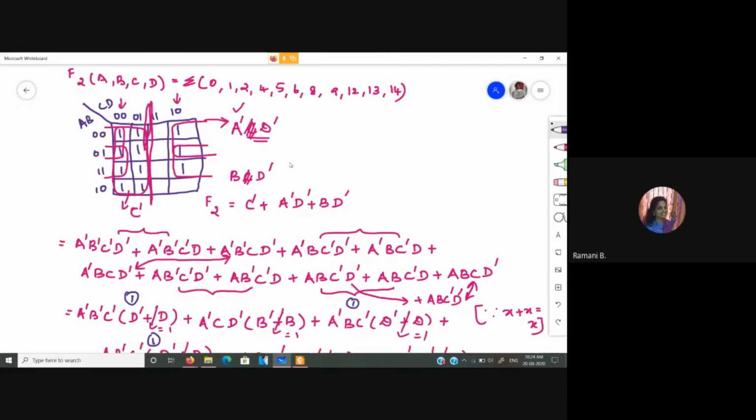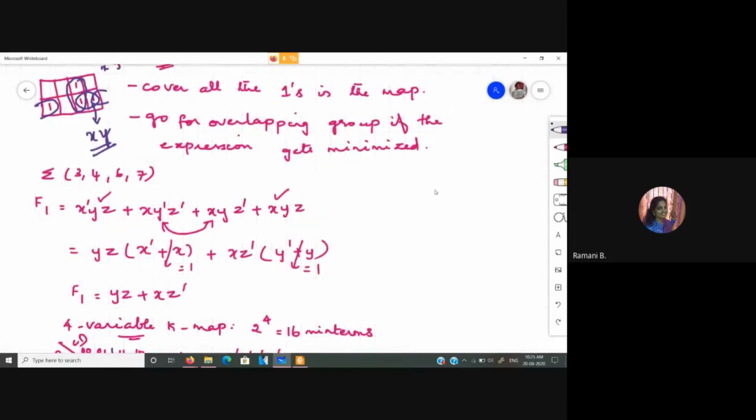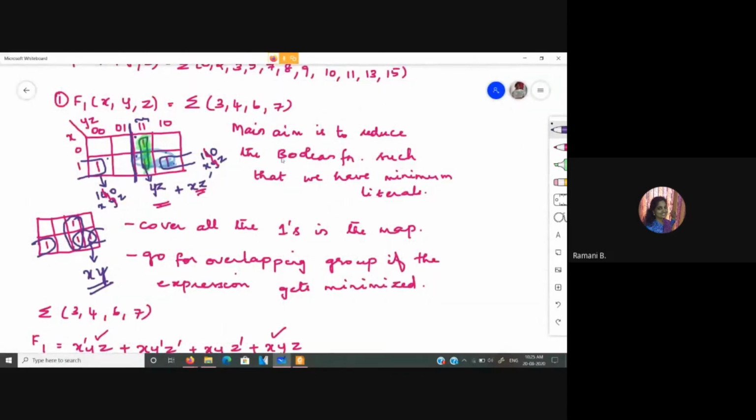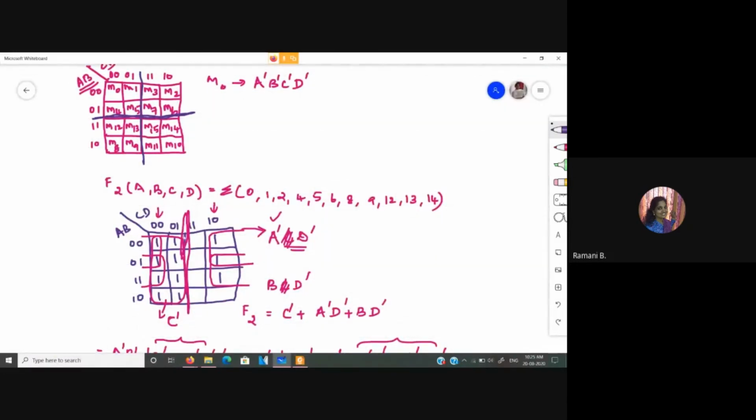Our main aim is to have a minimized expression with minimum number of literals and minimum number of gates, right? That is the main aim. In the K-map, the main aim is to reduce the Boolean function such that we have minimum literals, thereby reducing the hardware involved. If you form a pair over here instead of a quad, you will not actually get the minimized expression. That is the reason.